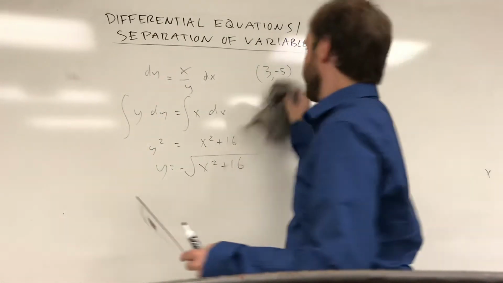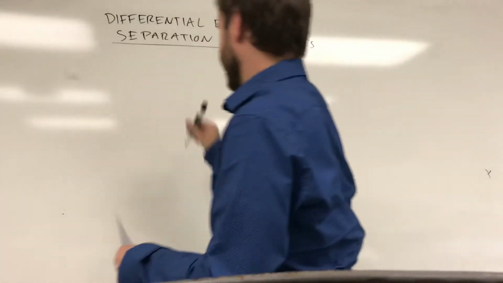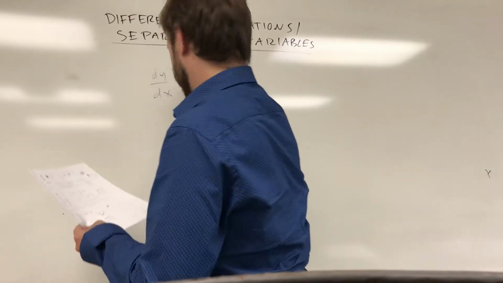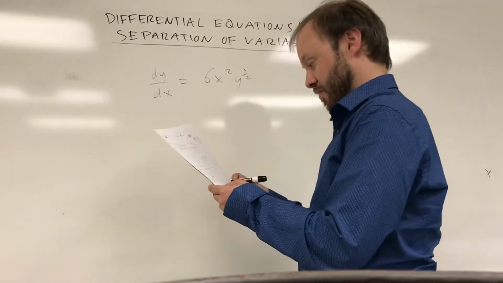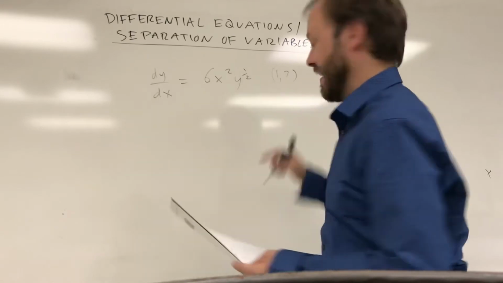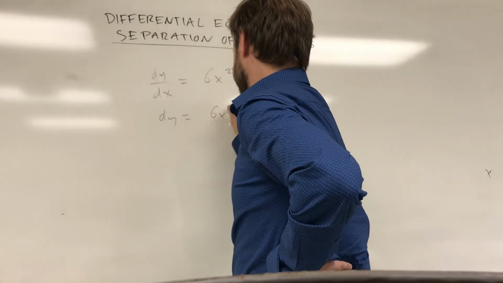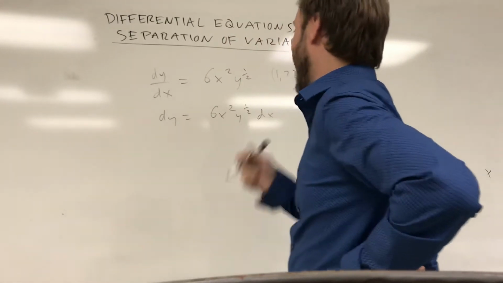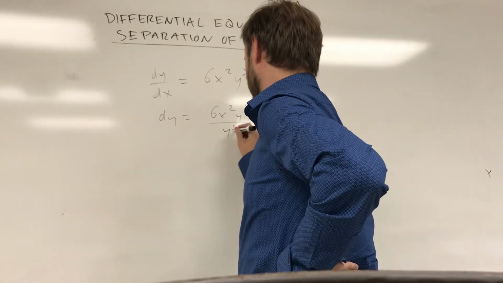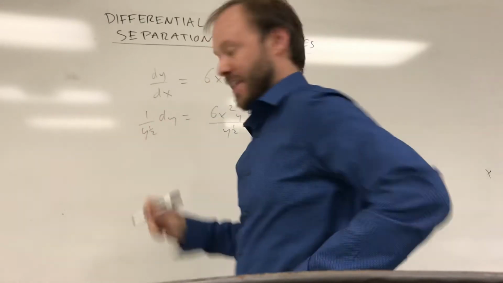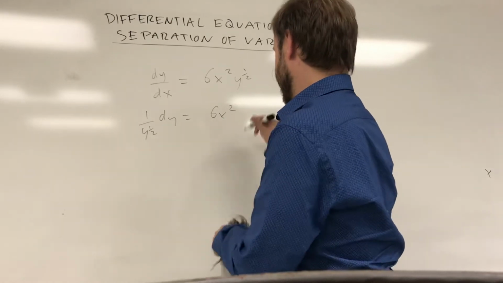Let's look at another one. Okay, let's do something like this. How about dy/dx is equal to 6x squared y to the 1/2. And let's say that it goes through the point (1, 7), all right? Same kind of thing. Multiply both sides by dx. We've got dy is equal to 6x squared y to the 1/2 dx. y to the 1/2 is being multiplied, so we divide by y to the 1/2. Okay, so you're going to have 1 over y to the 1/2. Okay, so we've got a 6x squared dx on this side.